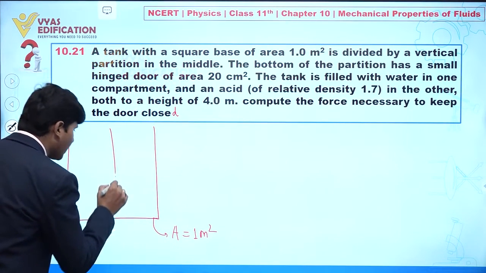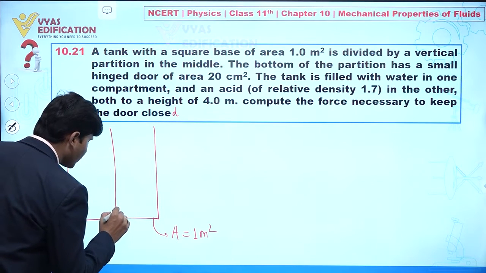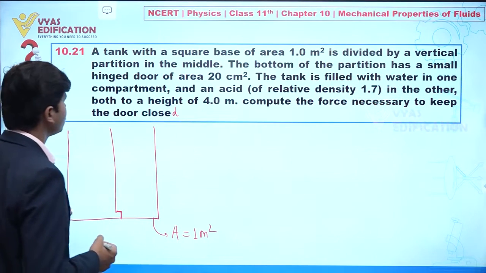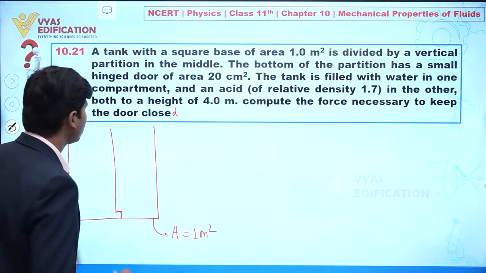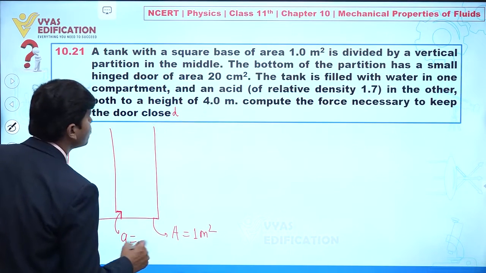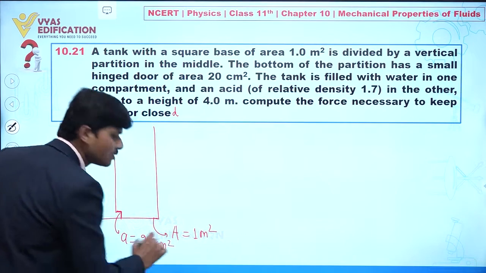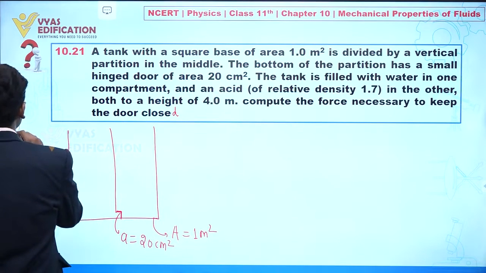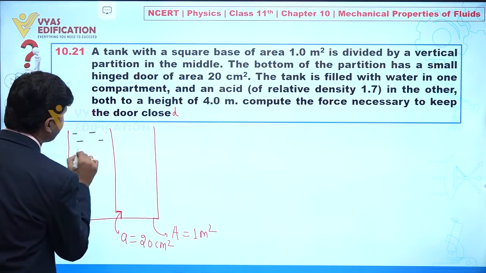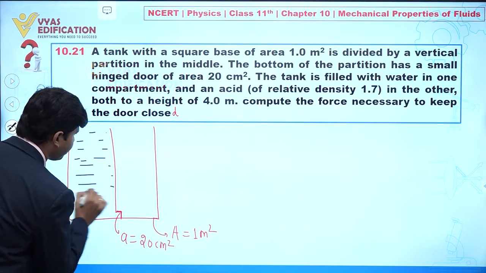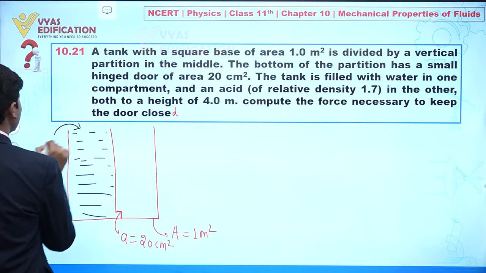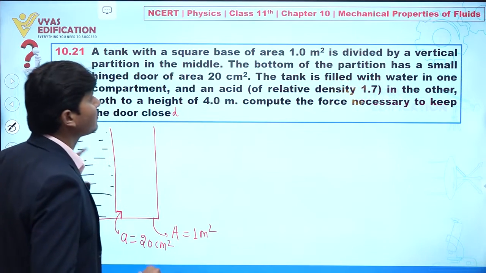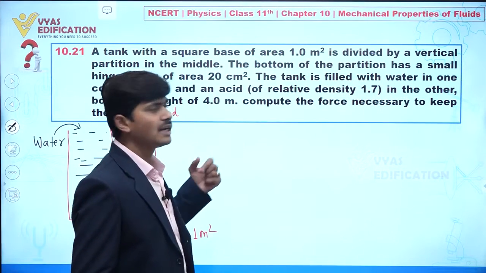So let's suppose I am having here this vertical partition, clear. The bottom of the partition has a small hinged door. Let's suppose this is a small hinged door, and its area is given to you, 20 centimeter square. The tank is filled with water in one compartment. So first I am filling water in this compartment. Here we have water, and the other compartment has an acid.